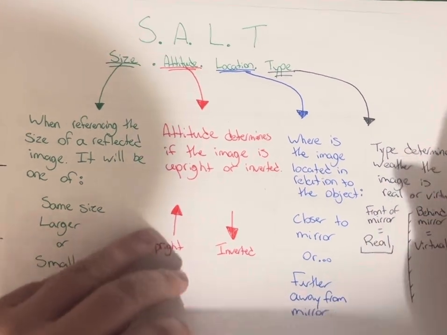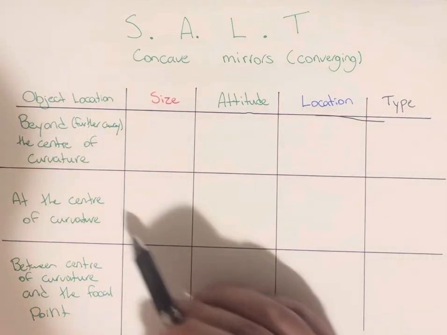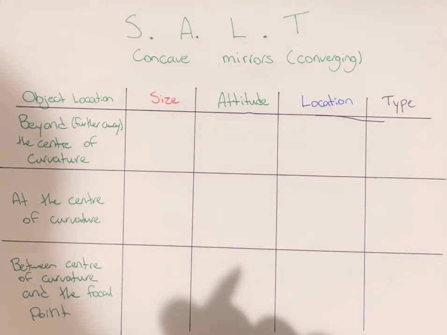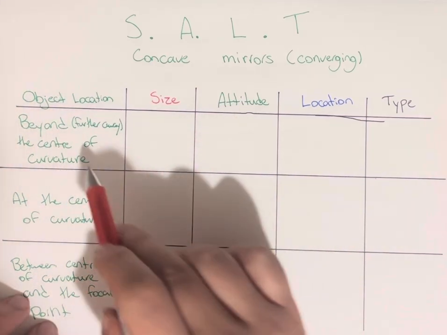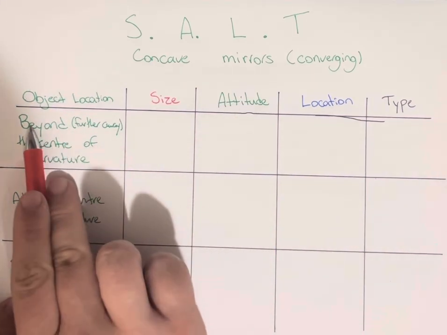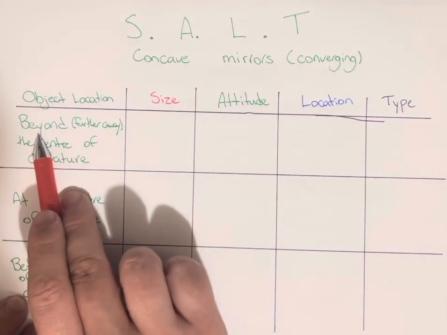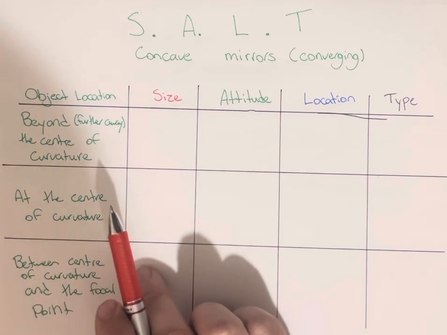So just a last little summary for what we saw here. We can actually make what is called a SALT chart, talking about each one of these individual components based off of where the object location is. The first one asks us, what is the SALT going to be if the object is located beyond, or further away than, the center of curvature.